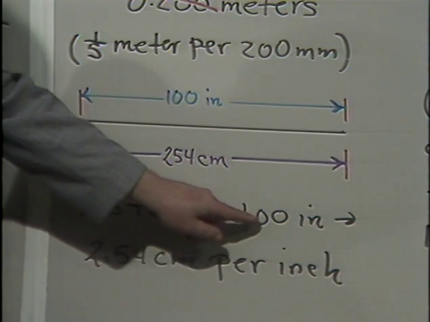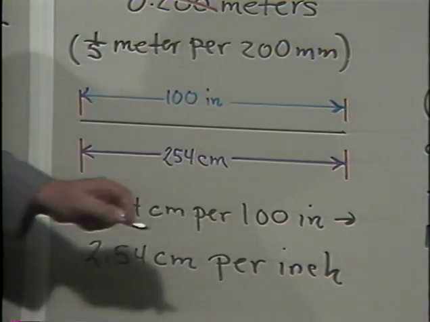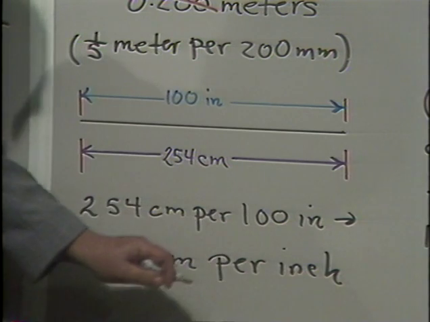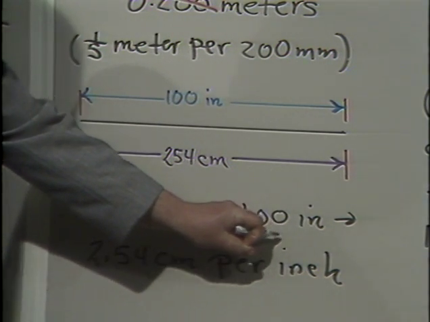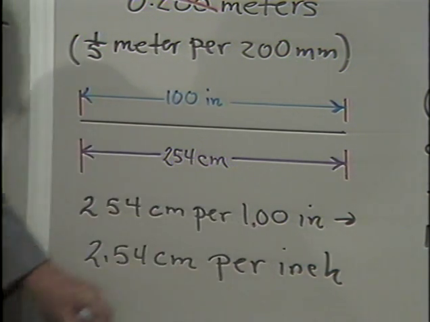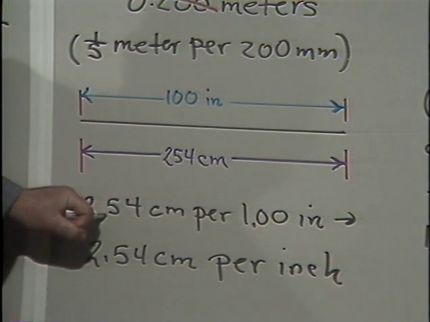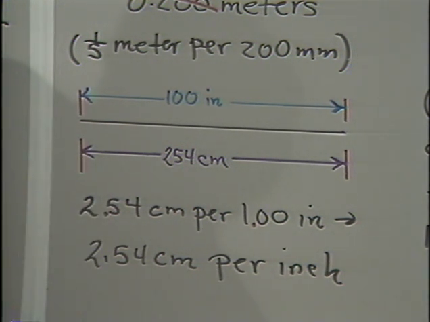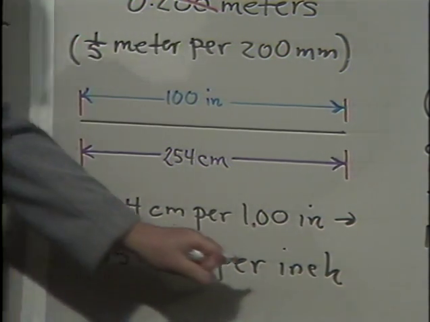And now, to convert that to 1 inch, all I have to do is what? Divide by 100. That means move the decimal point 2 places to the left. If I move it 2 places to the left here, I also have to move it 2 places to the left here. So I get the relationship that there are 2.54 centimeters per inch.